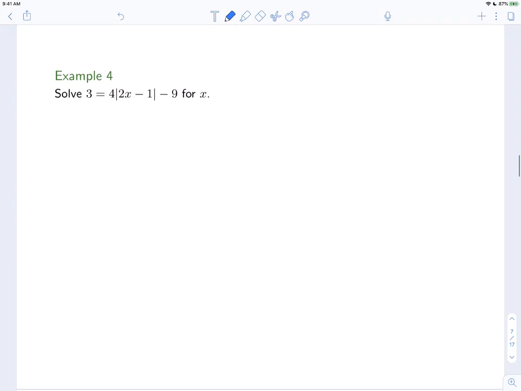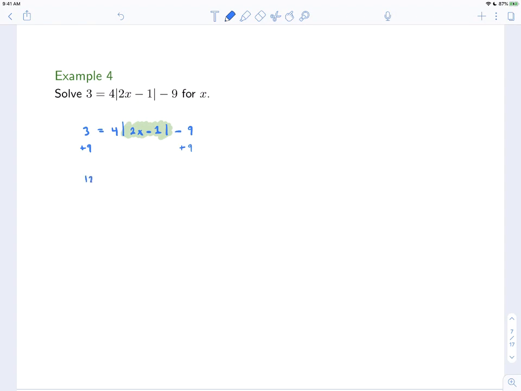Just for fun, let's do another example. This one's a little bit more complicated. Let me just rewrite it. 3 equals 4 times the absolute value of 2x minus 1 minus 9. So again, I'm making my 1 look like this so it doesn't look like the vertical bar for the absolute value. So the first thing to do is to isolate the absolute value. So we want to isolate this quantity right here. We want to isolate the absolute value. So the first thing we do is we add the 9 to both sides.